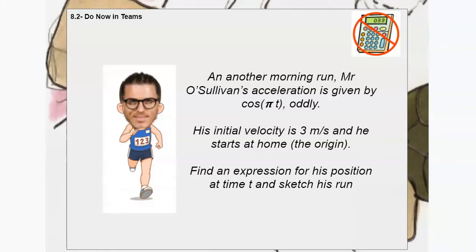What I'd like you to do then is use the fact that his initial velocity is 3 meters per second, and the fact that he starts at home, to find an expression for his position at time t and to do a sketch of his run. Have a think about that for a few minutes and then start the video again and we'll go through a solution.